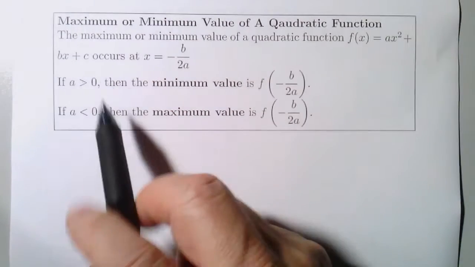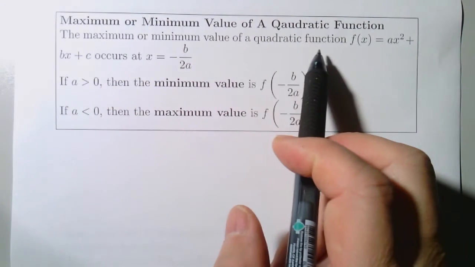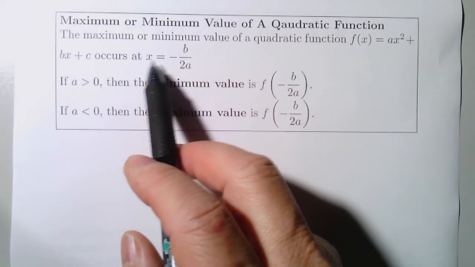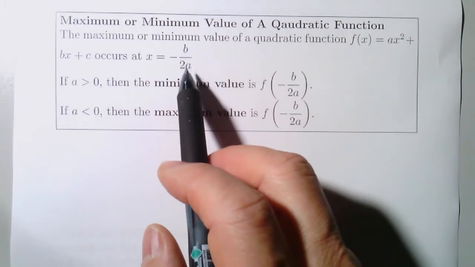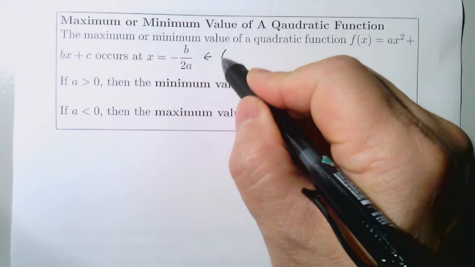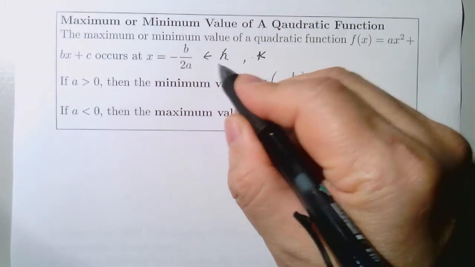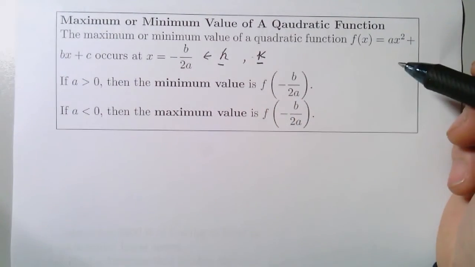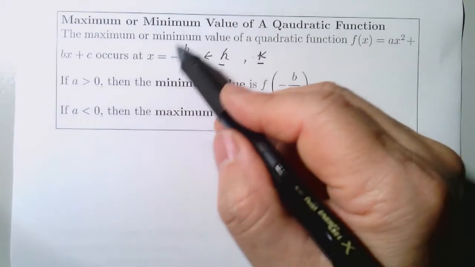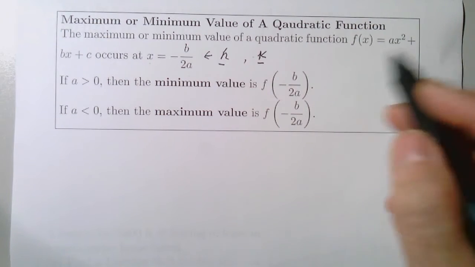It says the maximum or minimum value of a quadratic function f(x) equals ax squared plus bx plus c occurs at x equals negative b over 2a. Remember, this actually is the h. And if h is given, we can then find k from it. But the question here is how come h actually equals negative b over 2a? So let's start from the function here.